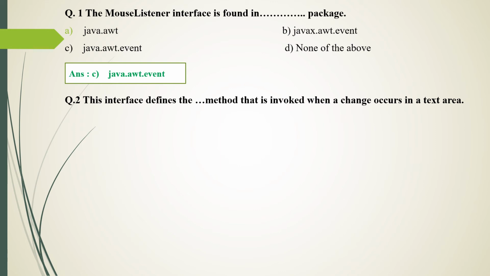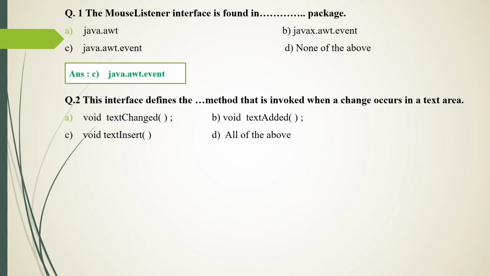Second question: the TextListener interface defines which method that is invoked when a change occurs in a text area? First option void textChange, second option void textAdded, third option void textInserted, and last option all of the above. The answer of this question is void textChange.